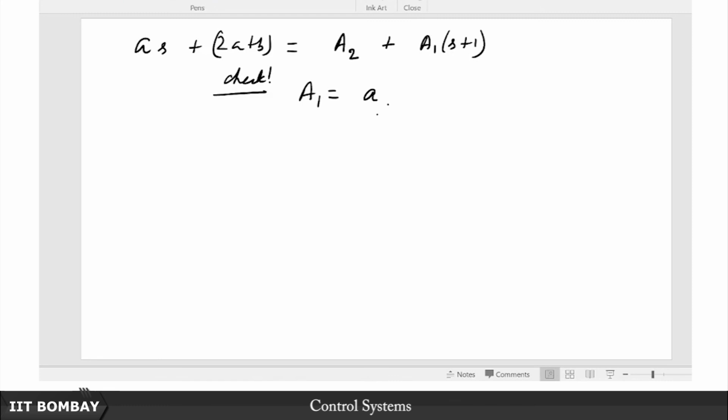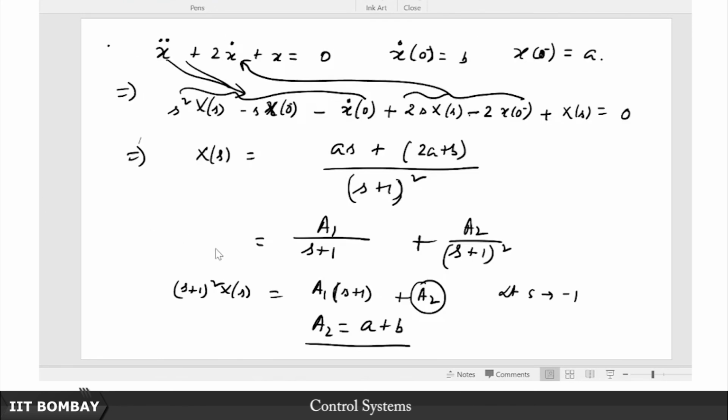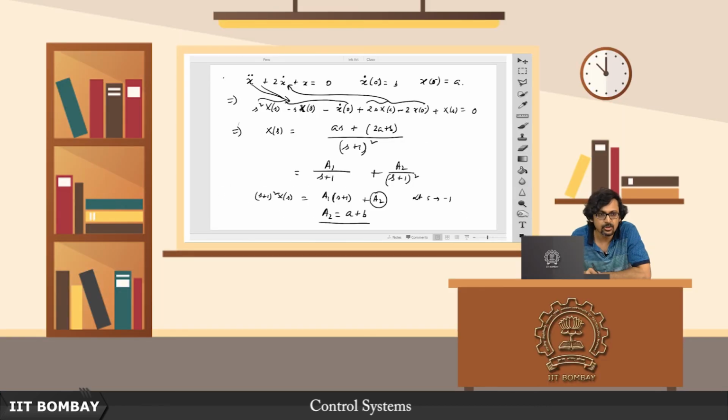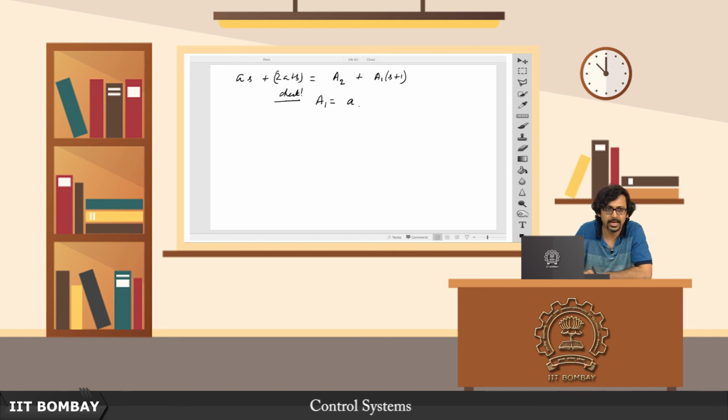On the other hand, even if you did not have that information, let us say you just blindly multiplied both sides by s plus 1 squared, right, and just equated coefficients, what would you get? You would actually end up getting a1 is equal to a, that would have been easy, and you would have a1 plus a2 is equal to 2a plus b. Not so bad, is it?